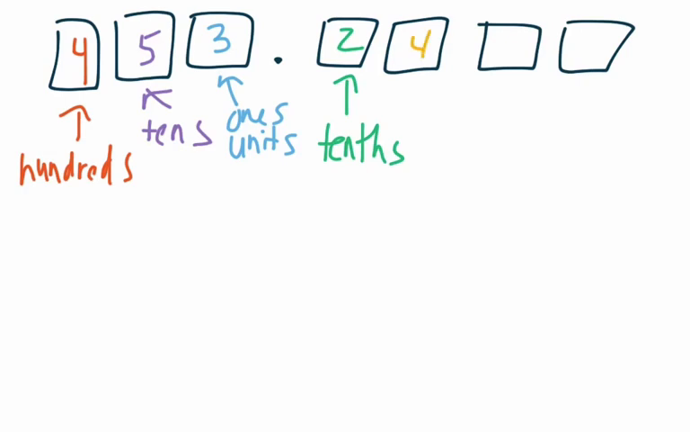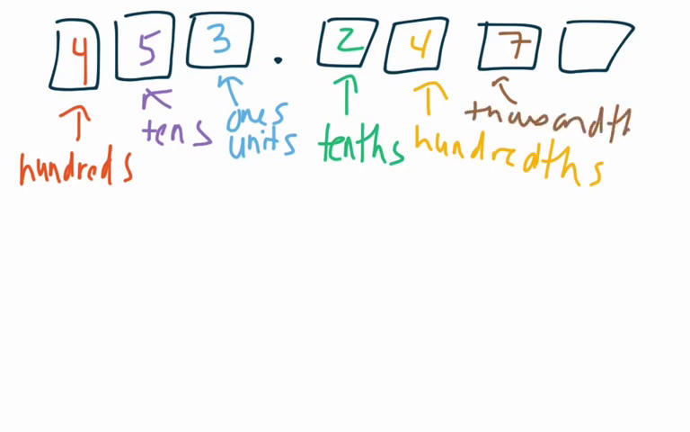This digit here is the hundredths. I don't know what other colors I have. I have a brown. So after the brown, after the yellow, the hundredths, we have the thousandths. And, oh gosh, we have a gray color. And that would be the ten-thousandths.